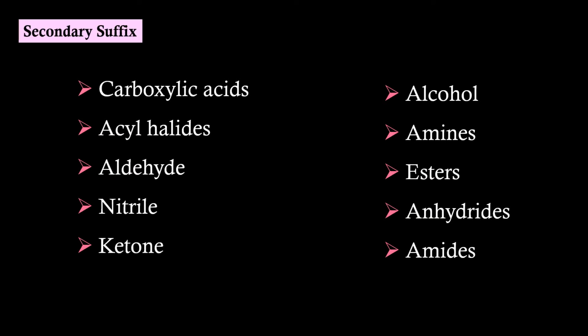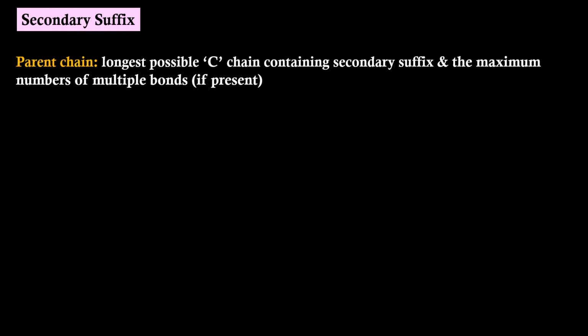Examples under secondary suffix: carboxylic acids, acyl halides, aldehydes, nitriles, ketones, alcohols, amines, esters, anhydrides, amides. There are many more. Whenever a secondary suffix is present in the molecule, the parent chain will be the longest possible carbon chain containing the secondary suffix and the maximum number of multiple bonds if present in the molecule.